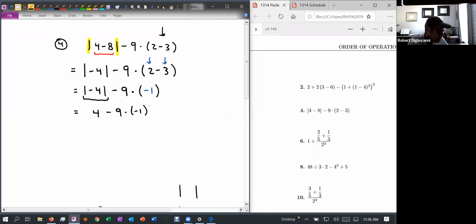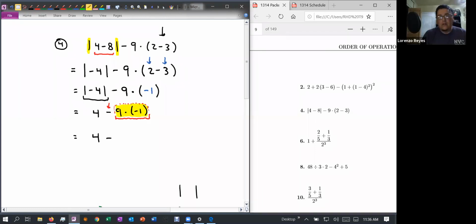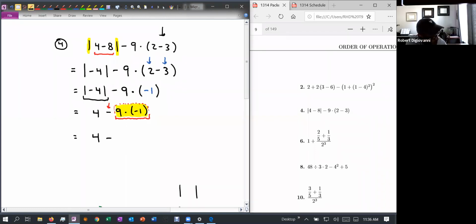Okay, so this part's a little bit tricky. I'm going to do that multiplication first. Now, when I do the multiplication, I'm going to do 9 times -1. So I want you to make sure you understand I'm not including that little minus sign in the middle there. I'm going to bring it down on the next line. So my next line is going to be 4 take away whatever I get when I do 9 times -1. So -9? -9. So how should I write this? 4 minus, in parentheses, -9, like that.